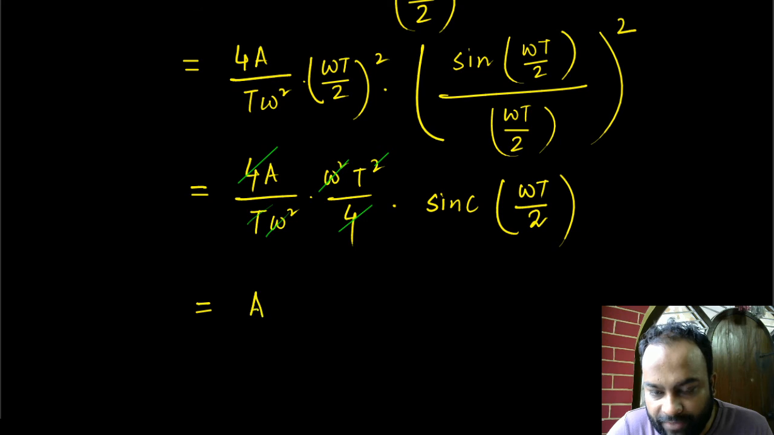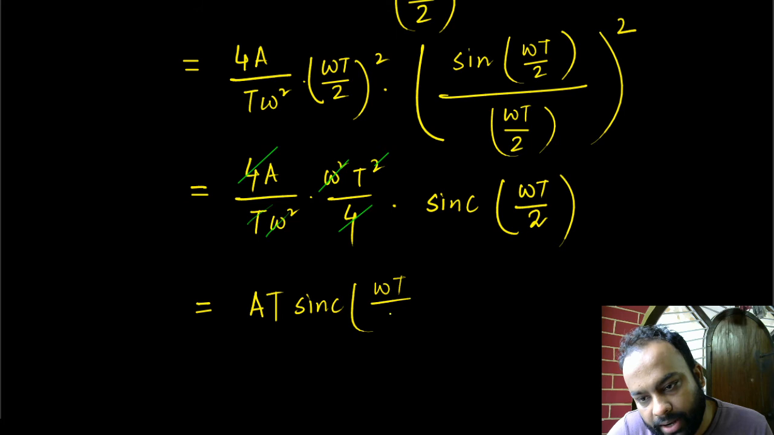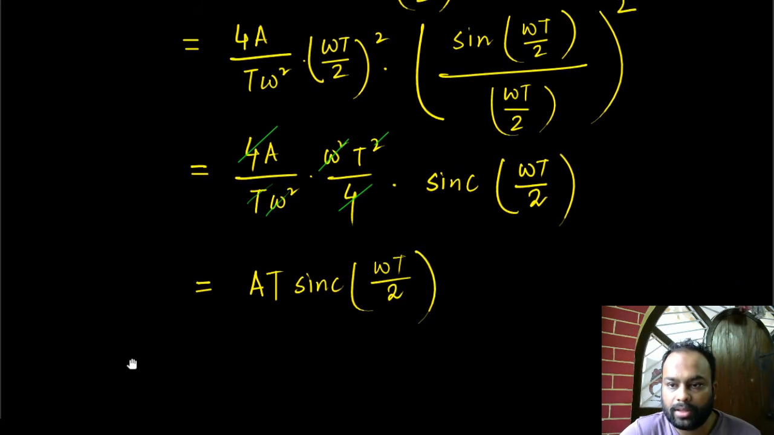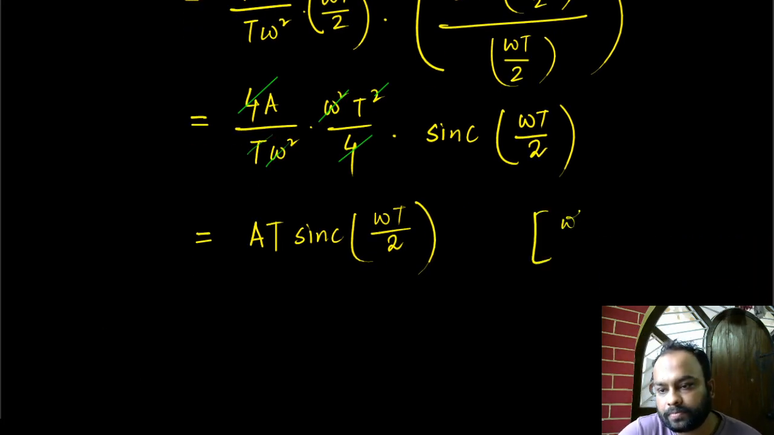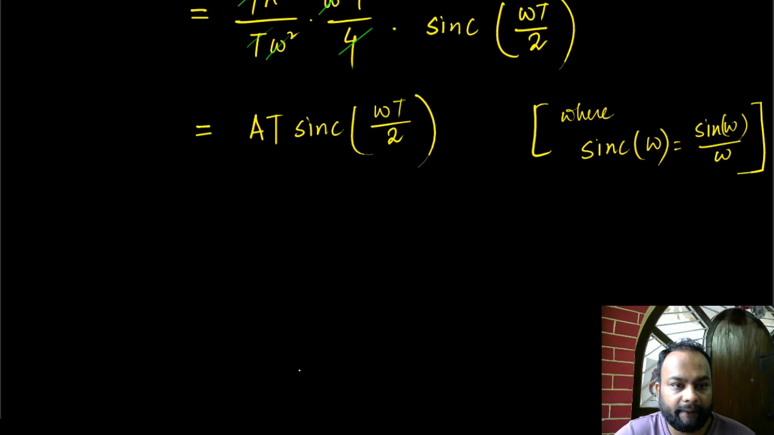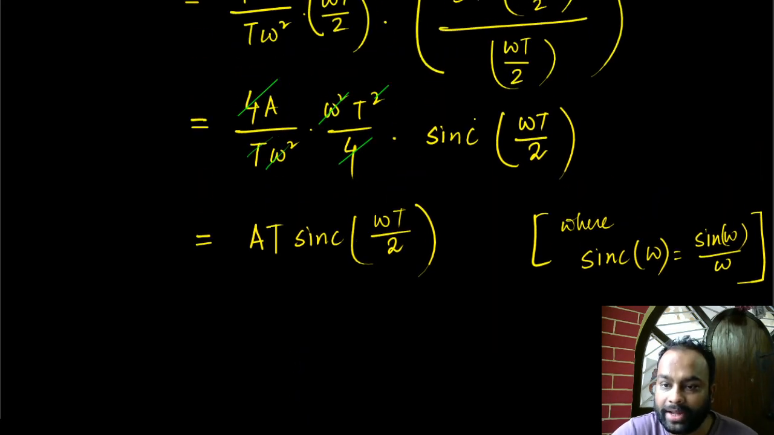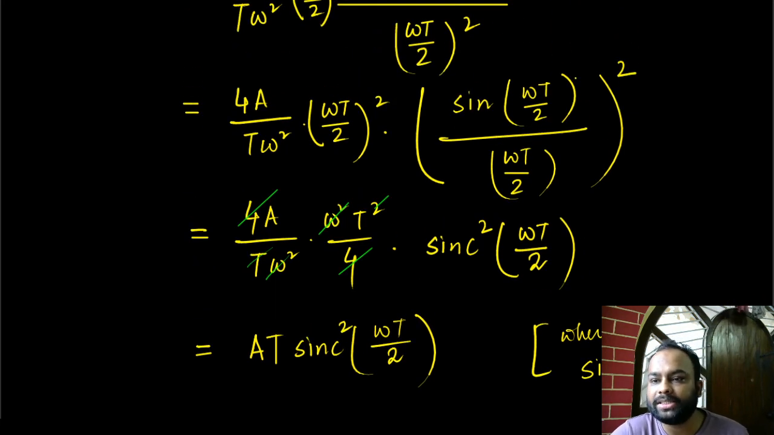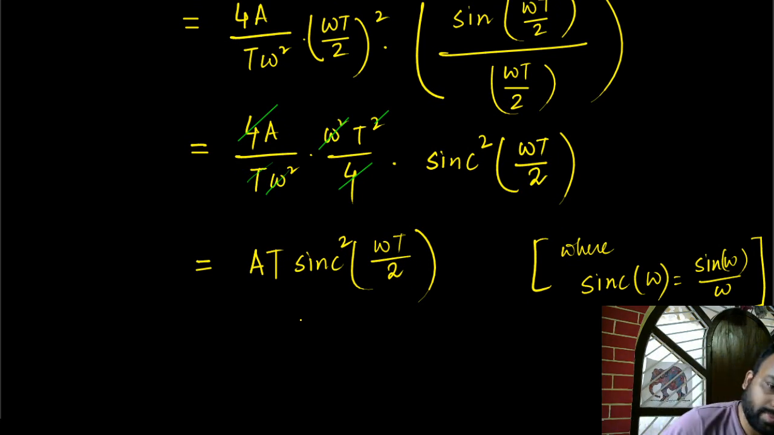I have a t sinc omega t by 2, again I am defining sinc omega as sine omega by omega. Yes, absolutely, it's going to be sinc square. I completely missed that part. Yeah, so this is sinc square, right?